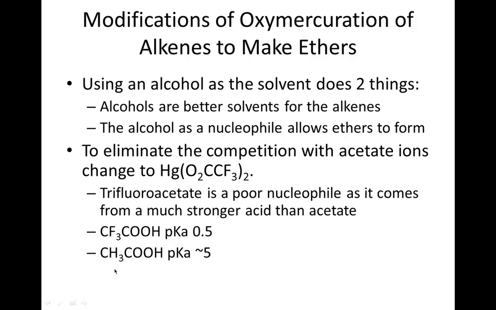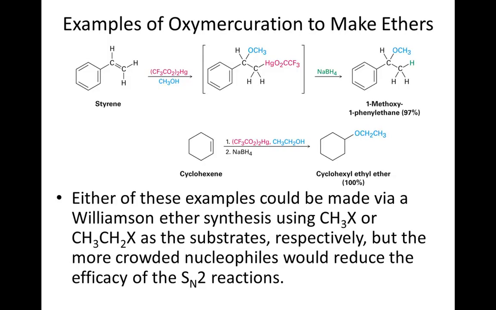Trifluoroacetic acid is a much stronger acid than acetic acid. What that means is its conjugate base is weaker, and it's not a good nucleophile at all. It's more like sulfate and phosphate. Remember, we talked about the fact that some anions of strong acids are not good nucleophiles, and so the trifluoroacetate anion is a much worse nucleophile than acetate, and so that is another change that we'll make. Otherwise, this reaction looks a whole lot like the reaction that we did in the alkenes chapter.